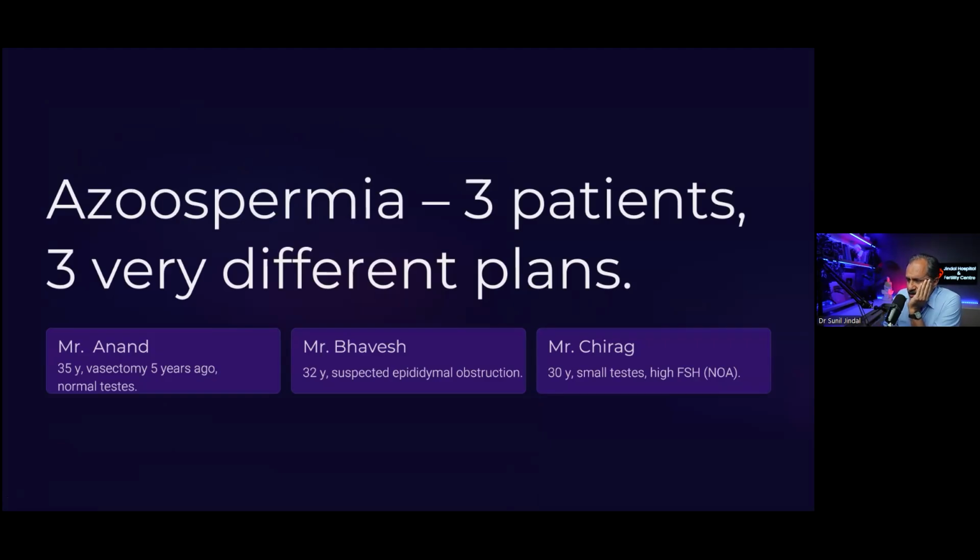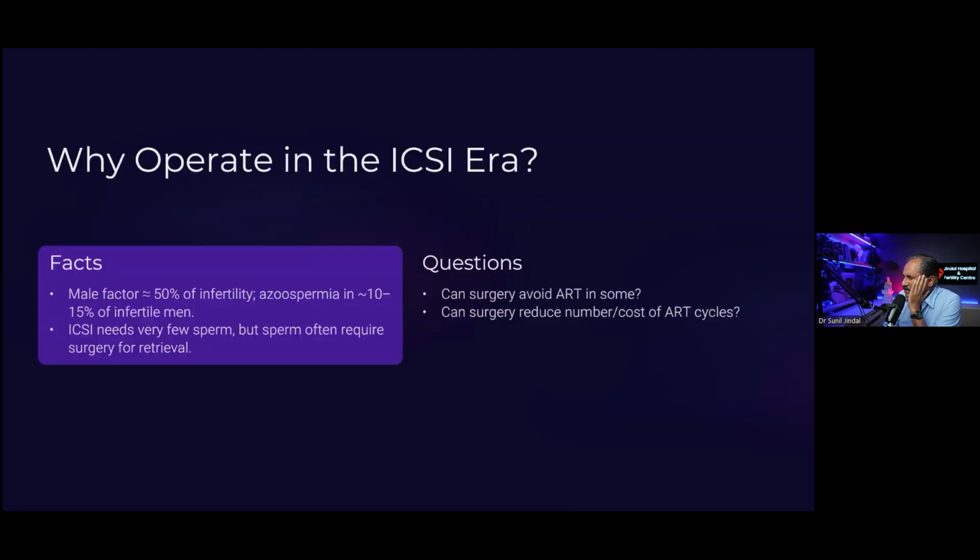One is Mr. Anand, 35 years old, vasectomy done 5 years back, normal testes. Second is Mr. Bhavesh, 32 years old, suspected epididymal obstruction. And third is Mr. Chirag, 30 years, small testes, high FSH, non-obstructive azoospermia. Now, why operate in the ICSI era? Great question. But interesting answer.